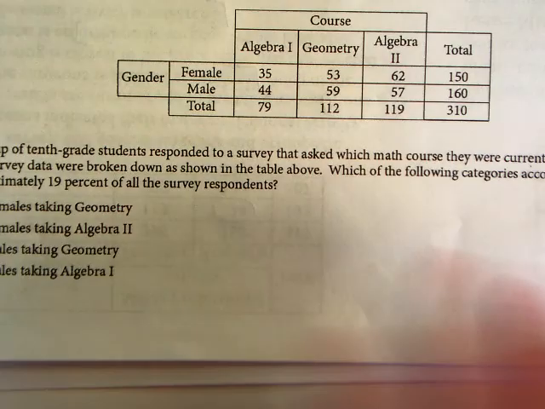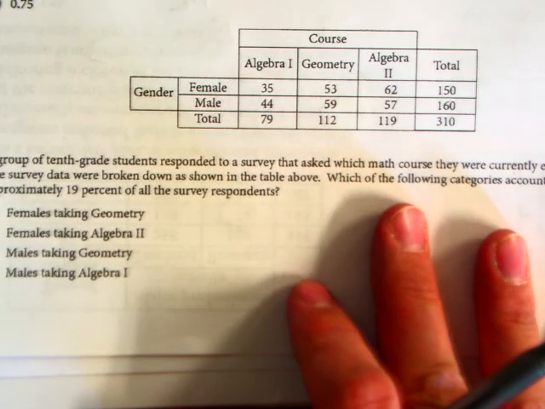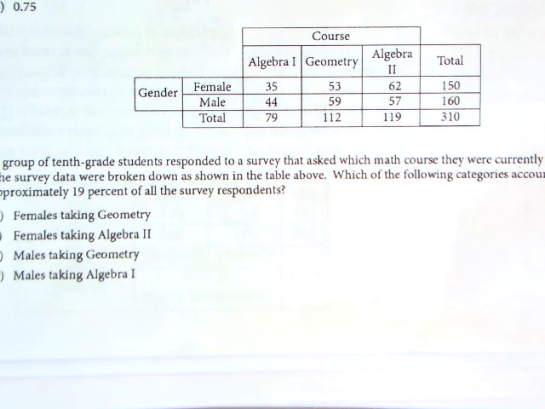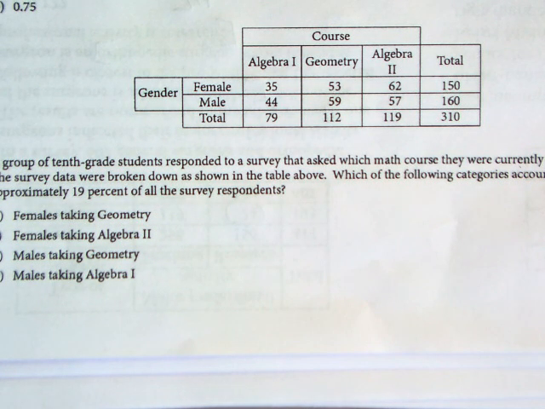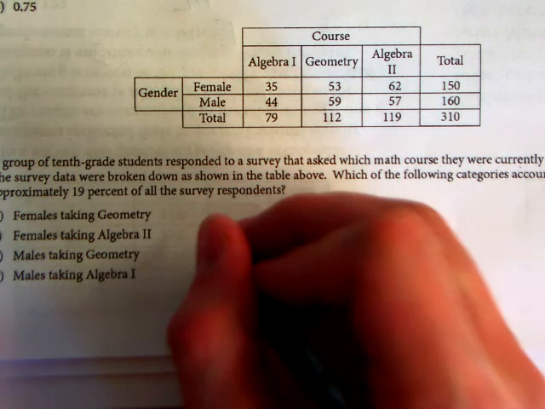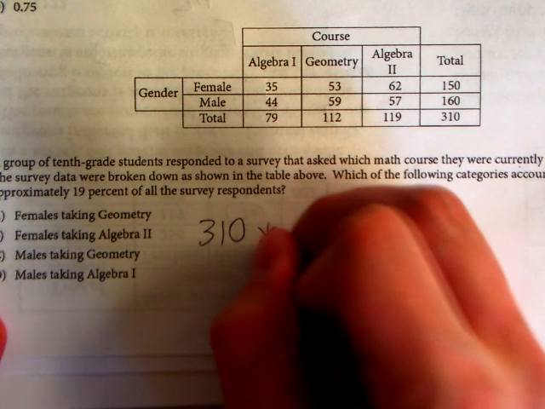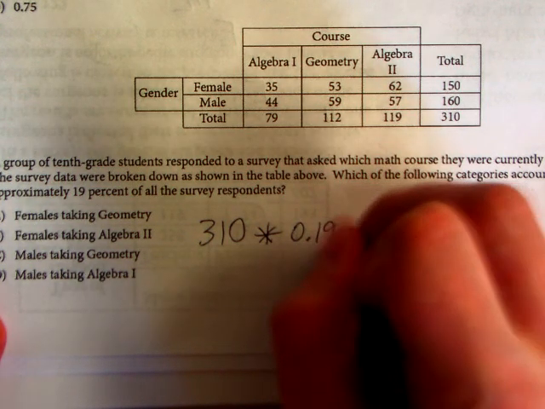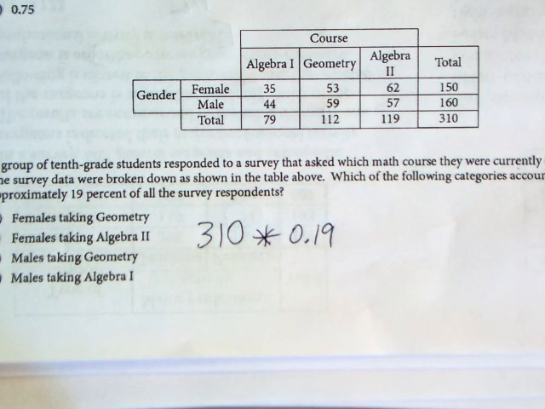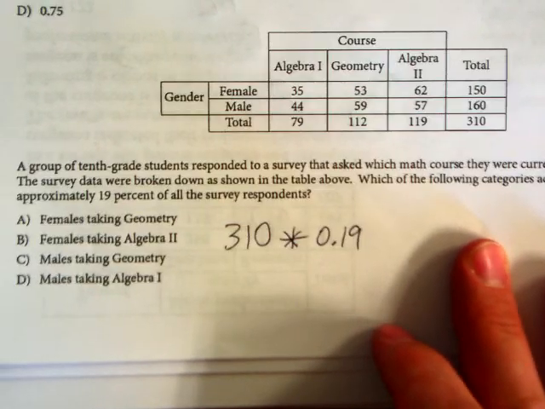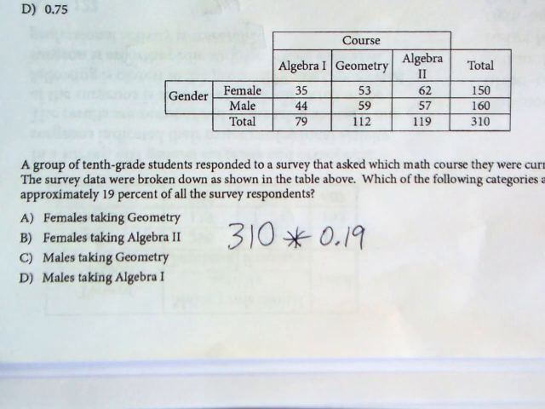Last one. Algebra 1, Geometry, and Algebra 2. Pretty familiar for a high school. There are two ways to approach this. First off, we can start with our total number of students, 310, and multiply this by 19%. If we do that, we'll quickly identify the number we're looking for, which turns out to be 59.